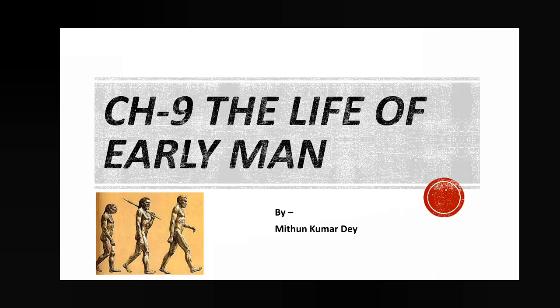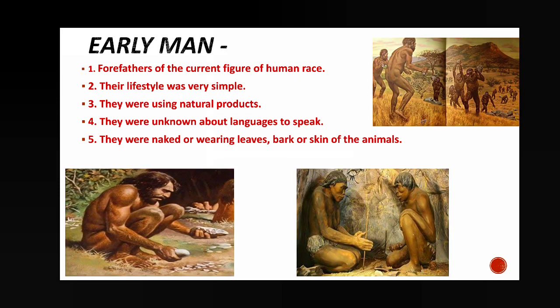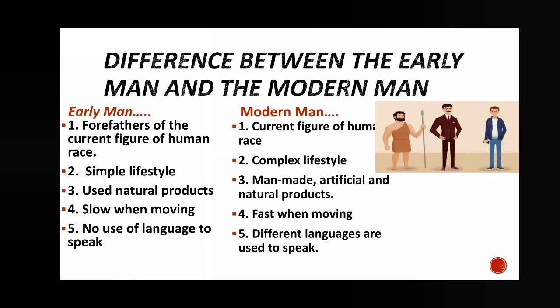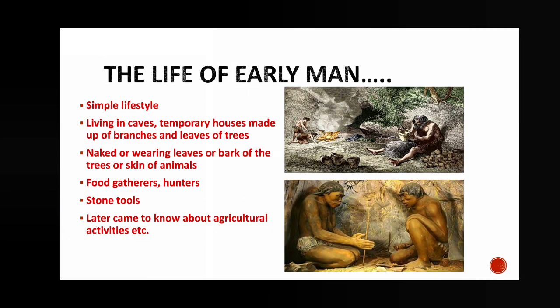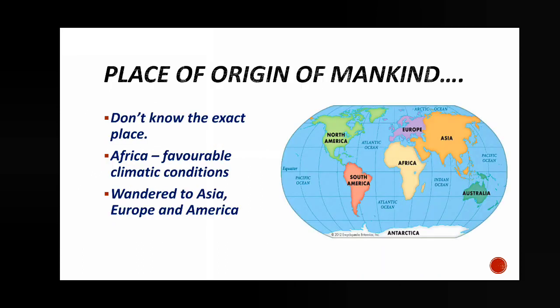In the last class, that means in the first class of chapter 9, we discussed the life of early men: who are called early men, what type of lifestyle they had, and what the difference is between early man and modern man. We also discussed what type of things they were eating, where they were living, and what type of work they were doing. Next we discussed the place of origin of mankind.